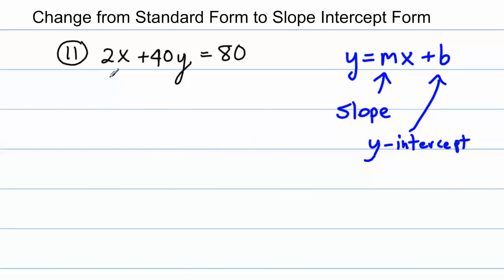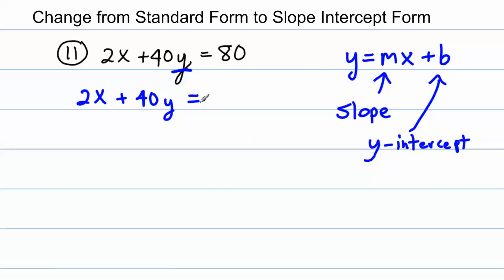So here we have a little more complicated equation, 2x plus 40y equals 80. We want to get the y all by itself. We're going to need to move the 2x over to the right side and then do something with this 40. So let's see, as always, let's begin by recopying this.